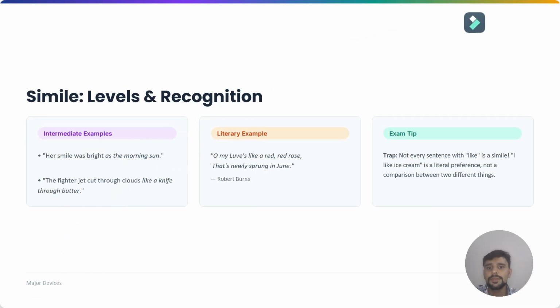Let's take simile a little further. Consider, her smile was bright as the morning sun. The comparison is between her smile and the morning sun. But what exactly are we comparing? Not physical structure. We are comparing brightness.